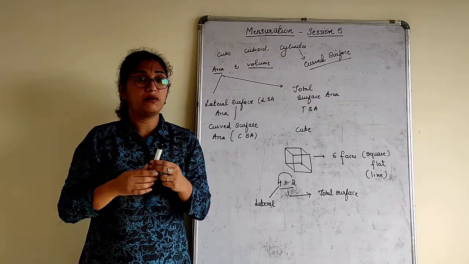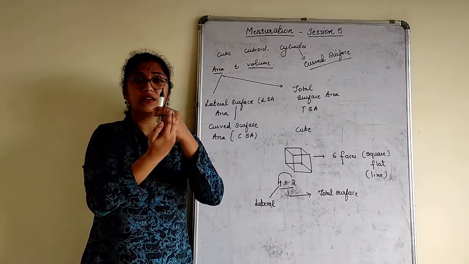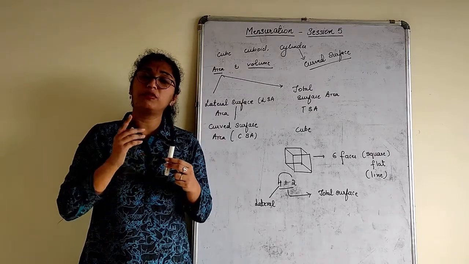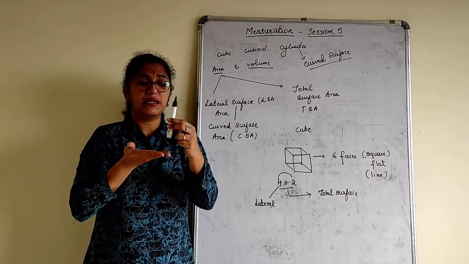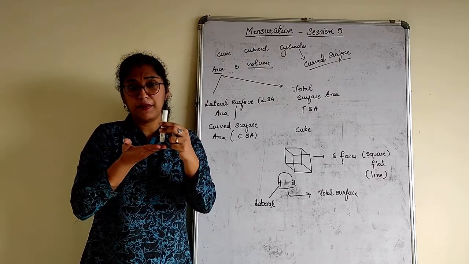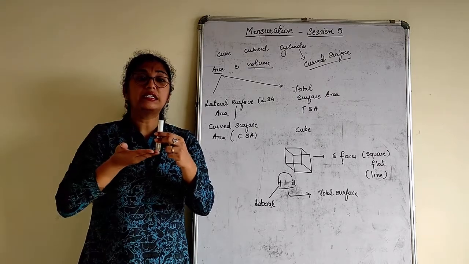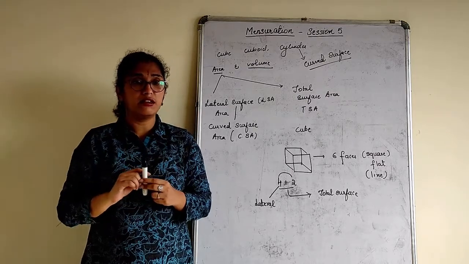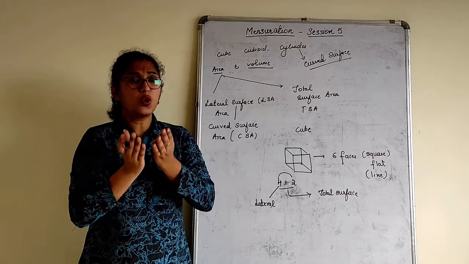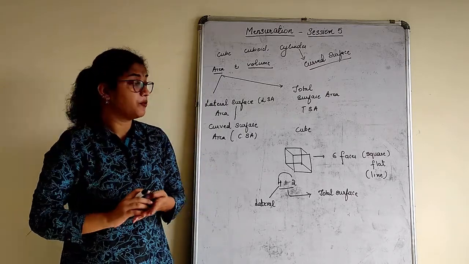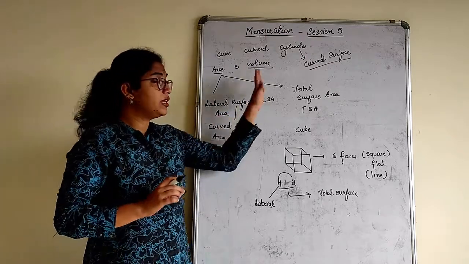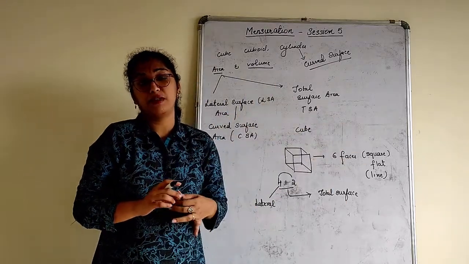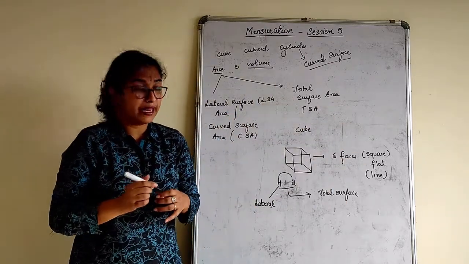If I talk about the CSA, that is only the curved surface. The total surface area is the curved surface of the cylinder plus the circular base plus the circular top. That is the total surface area of a cylinder. We don't have a derivation of the formula here, children. We only have to remember these formulas, as we do for the plane figures.